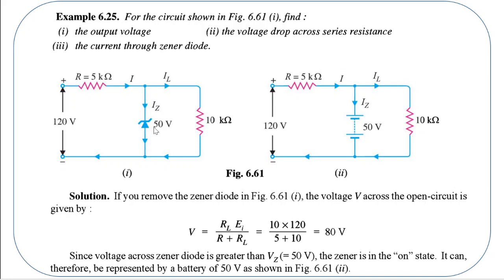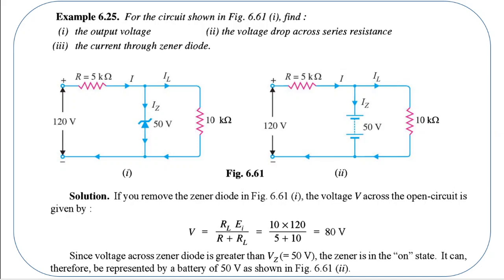Okay, so this is the reverse bias voltage. So 80 is greater than the Zener voltage 50 volt. So since the reverse bias voltage is greater than the Zener voltage, the diode is going to be in the on state, right? So we know that in the on state, a diode can be represented by a battery of 50 volts. So you can replace the Zener diode with a battery of 50 volts. So this is the equivalent circuit.